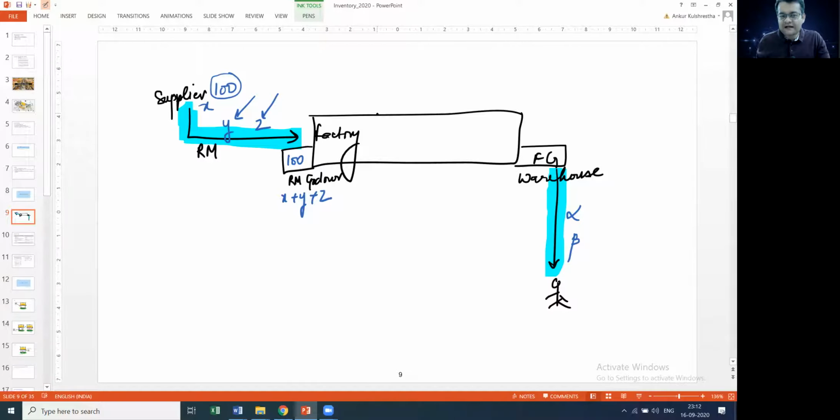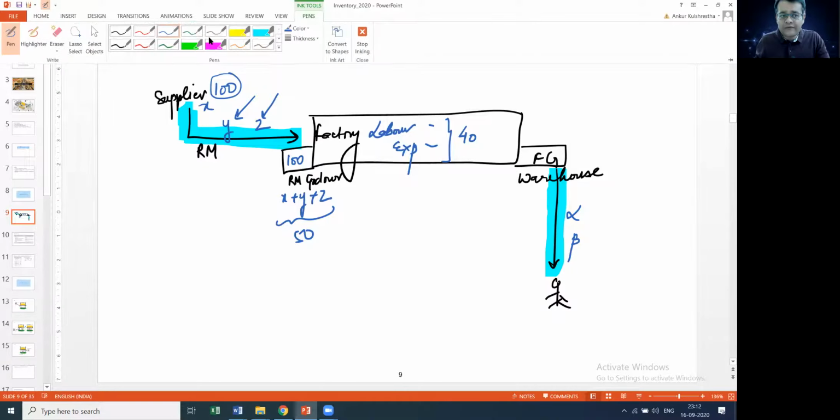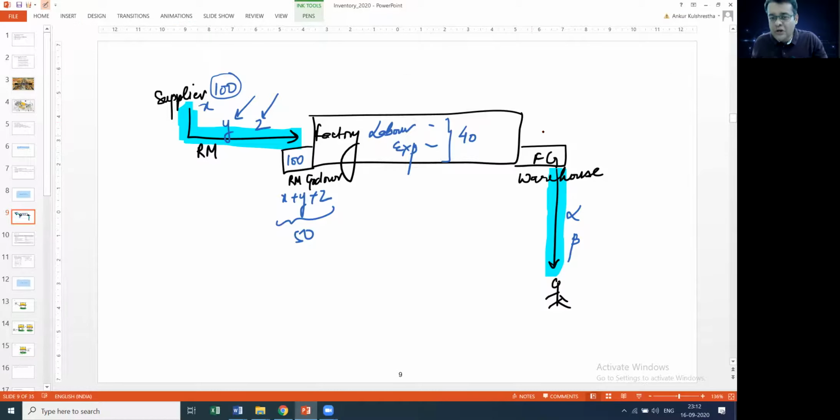Now, what happens in the factory is a lot of labor and other expenses are incurred. We typically call them conversion cost. Okay, the name's very commonsensical. So 100 plus X plus Y plus Z, and let's assume the conversion cost is about 40. For the sake of simplicity, we assume X plus Y plus Z is again 50. So 100 plus 50, 150 is the landed cost of raw material. On that, I have incurred 40 more. So 190 is the value of my finished goods.